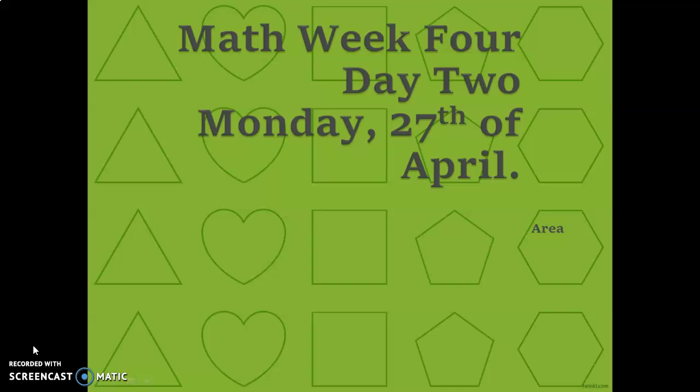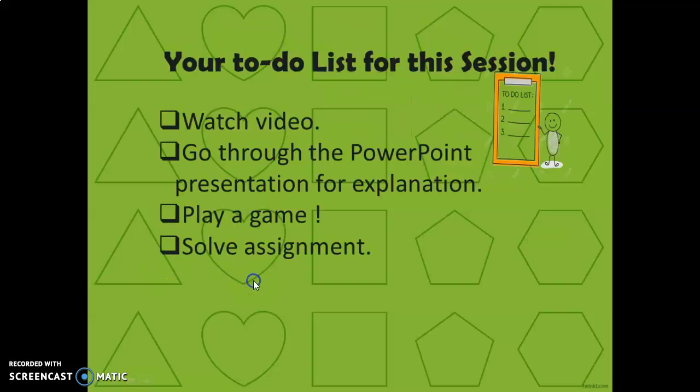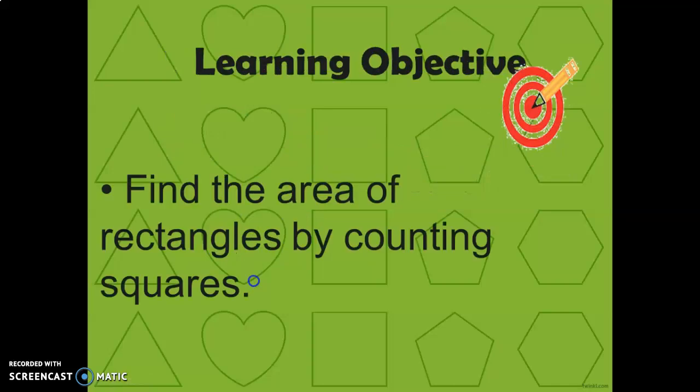This is Math, Week 4, Day 2, Monday, 27th of April. Area. This is your to-do list for this session. The learning objective is to find the area of rectangles by counting squares. Squares. 1, 2, 3.